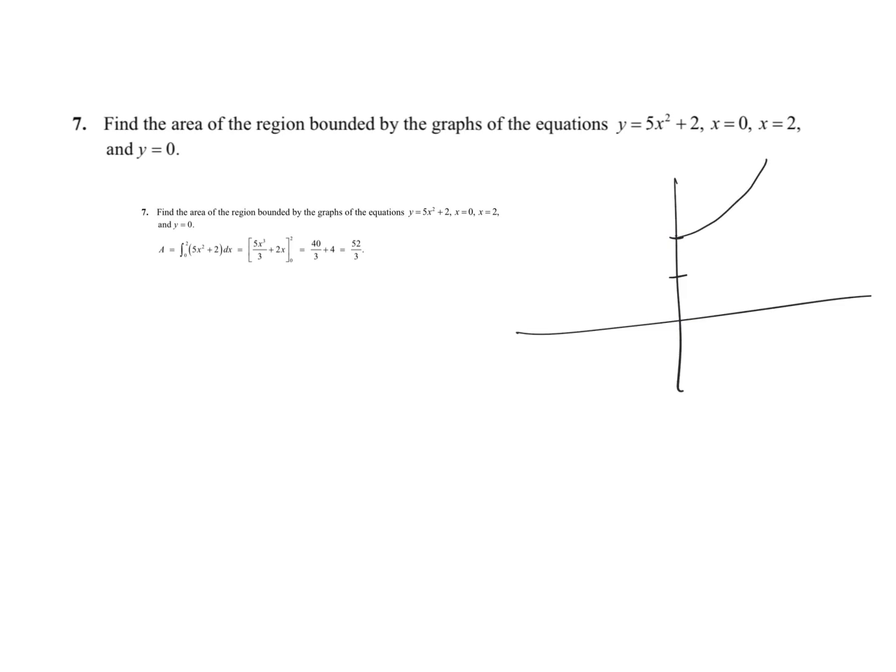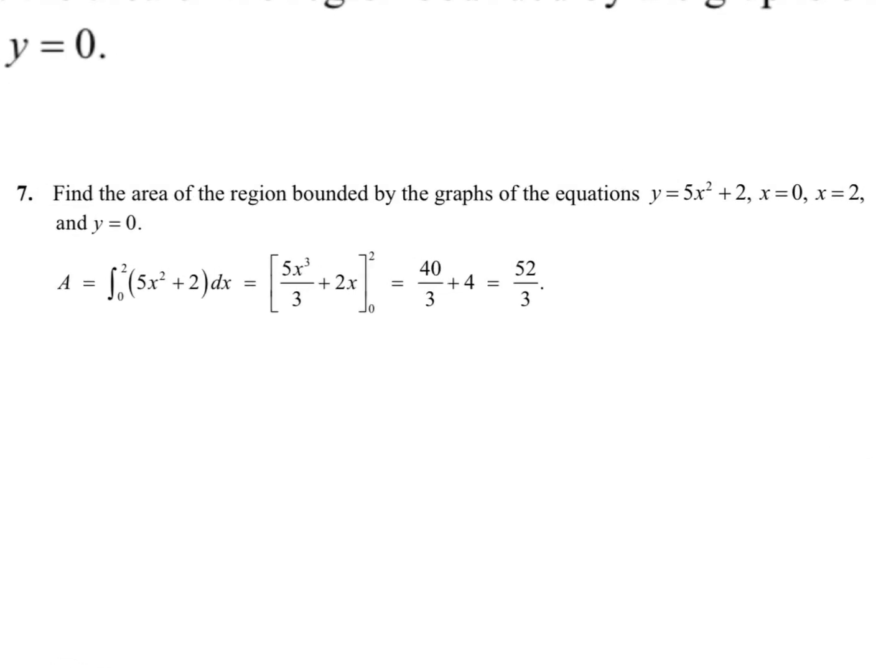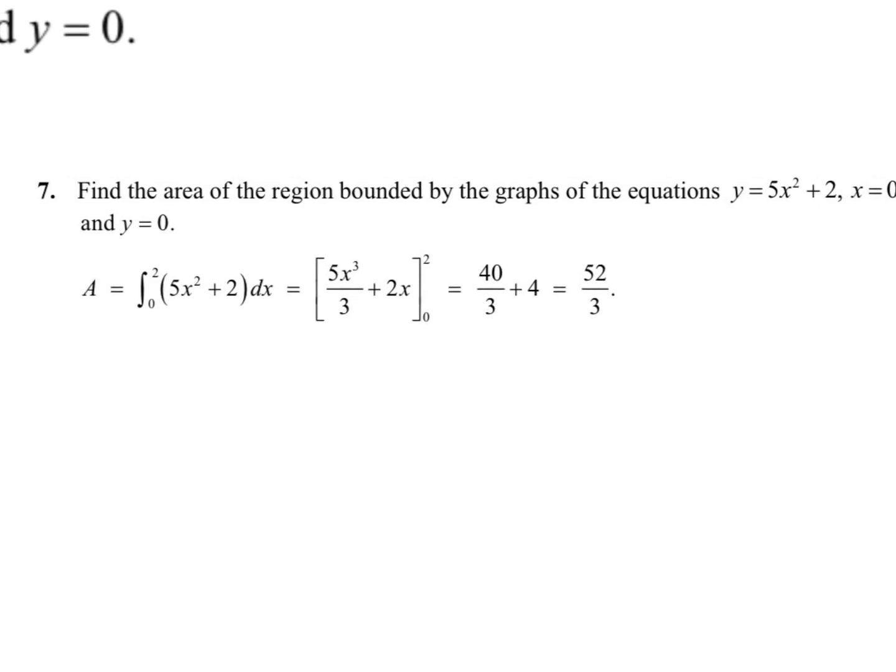And between 0 and 2, there is an area, and it says find the area. Finding the area means finding the antiderivative. The antiderivative of 5x squared plus 2 is 5x cubed divided by 3 plus 2x. This is the antiderivative of this function. Evaluate between 0 and 2. The result will be 52 divided by 3.